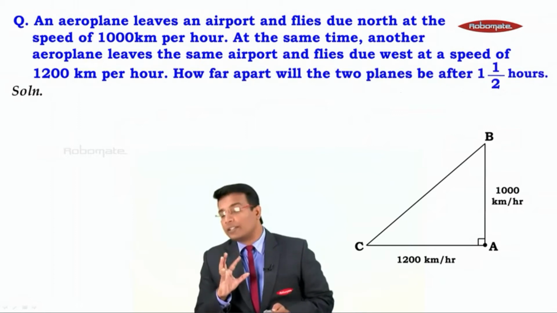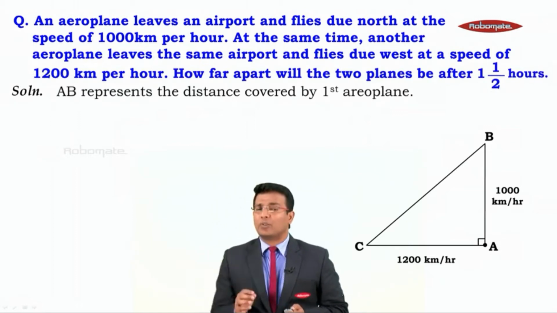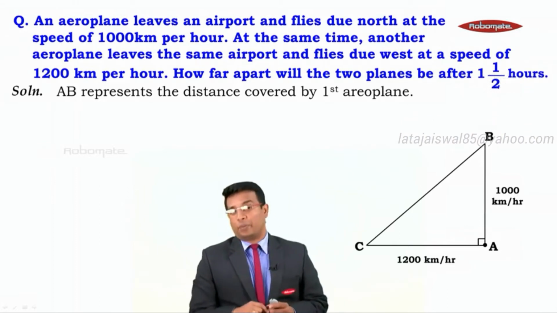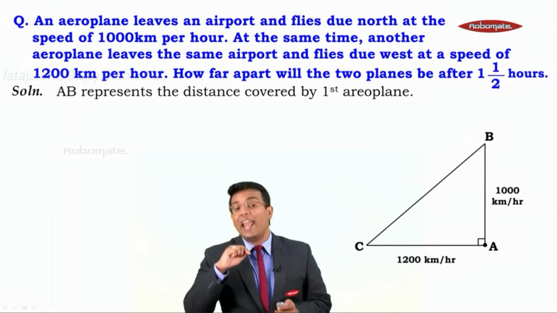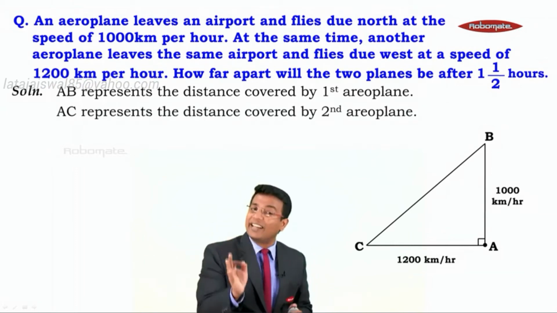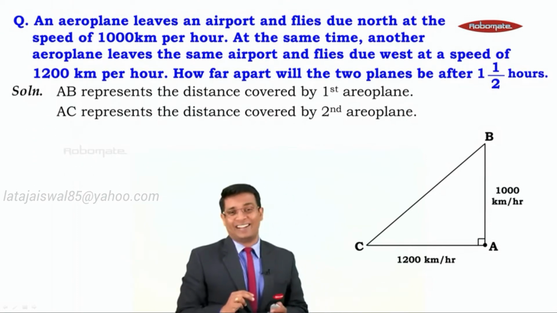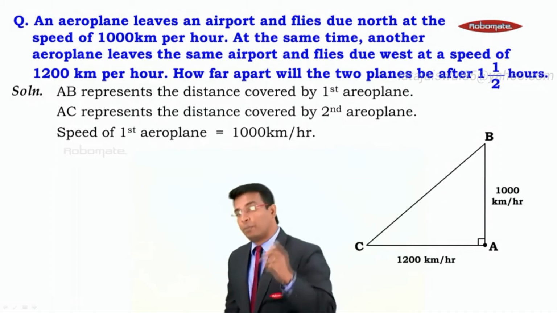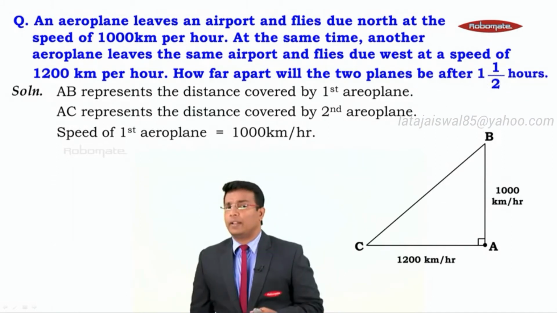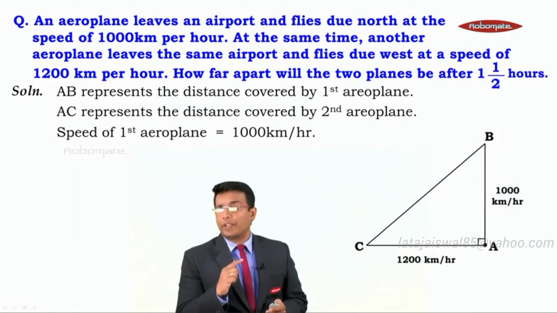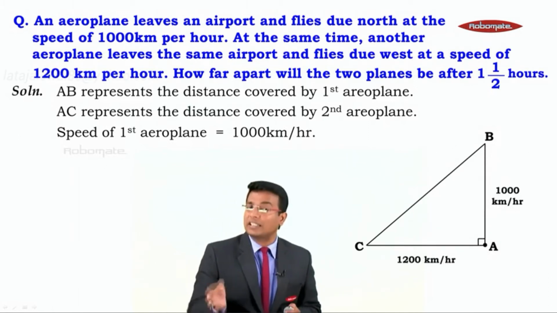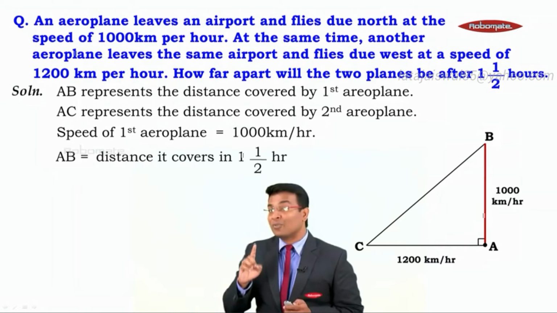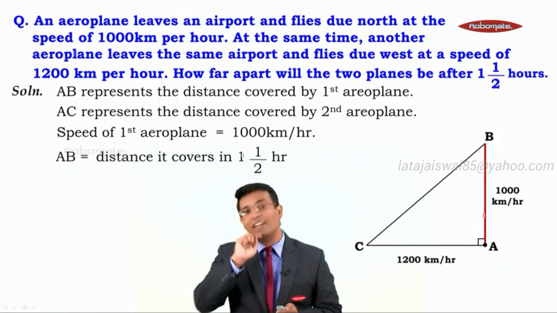Now let's understand here. We need to present what is AB, what is BC, what is AC. Let's write it down. AB represents the distance covered by the first aeroplane, and in the same way AC represents the distance covered by the second aeroplane. Now we know that the speed of the first aeroplane is 1000 km per hour. So AB is the distance covered by the aeroplane in 1.5 hours at that speed of 1000 km per hour.